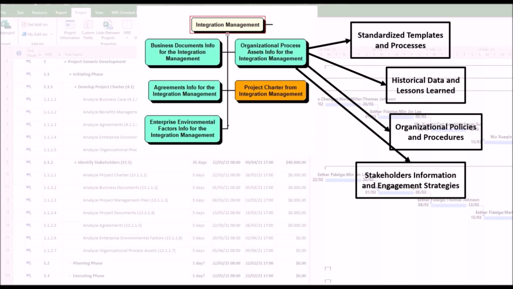4. Stakeholder information and engagement strategies. Organizational process assets often contain stakeholder registers, communication plans, and engagement strategies from previous projects. These assets help identify key stakeholders and their expectations, which are documented in the project charter to ensure alignment and buy-in.